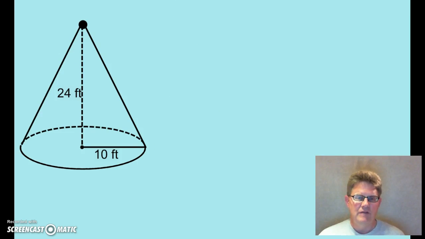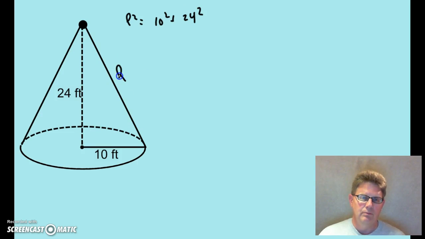Okay, once again, I've not given you the slant height, so you're going to have to do the Pythagorean theorem here. L squared equals 10 squared plus 24 squared. Or you just recognize that that is a Pythagorean triple, a multiple of a 5, 12, 13. So L is 26 feet.